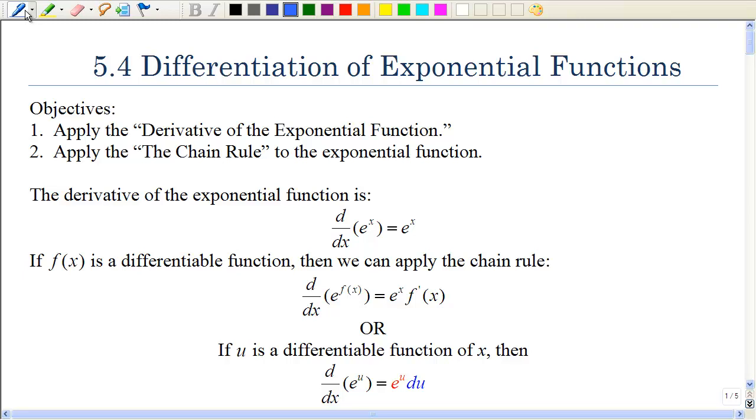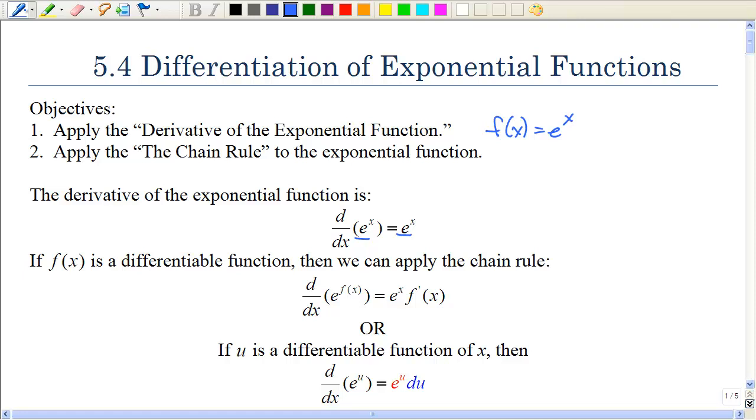In this section, we're going to be looking at the exponential function and how to take the derivative of that exponential function. The good news is that it's pretty easy. When you take the derivative of the exponential function, e to the x power, you just get back e to the x. You can't make it any easier than that.